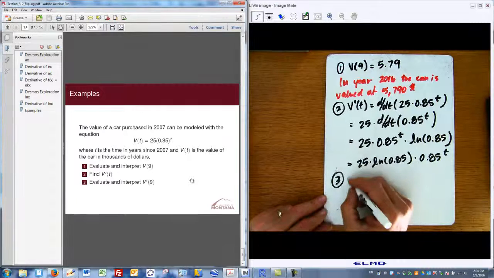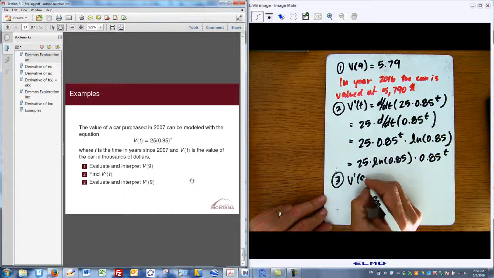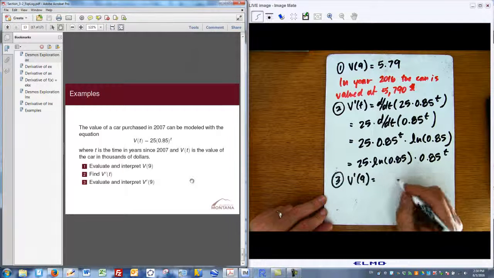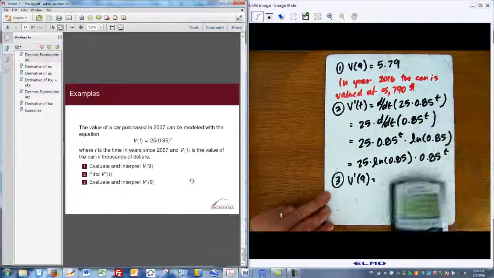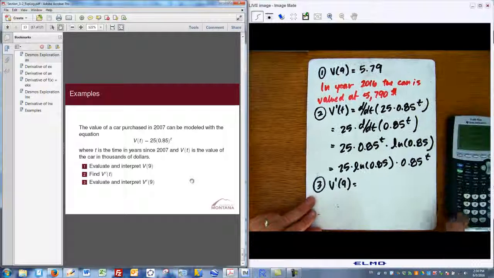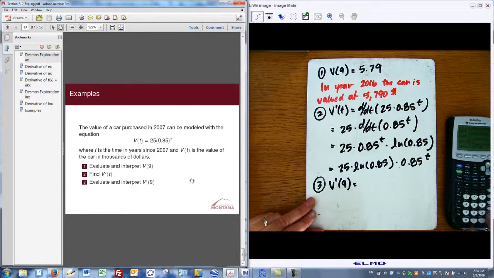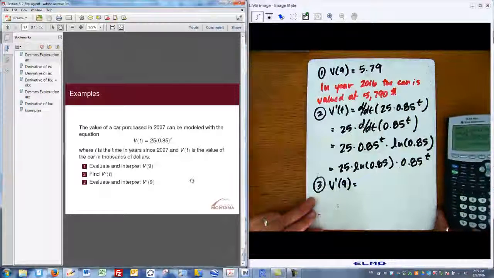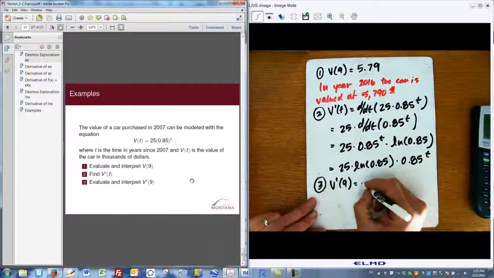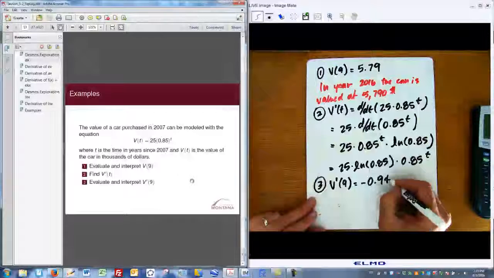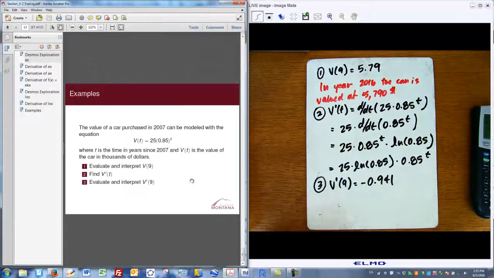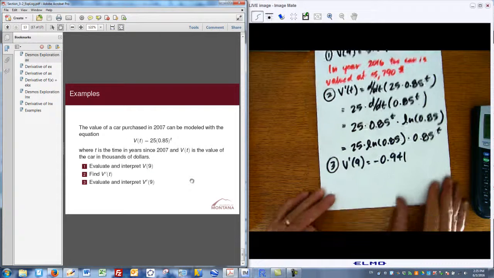And let's try to find v prime of 9. So what would be v prime of 9? Well, that's easy enough. We just put 9 into this formula above. So it'd be 25 times the natural log of 0.85 in parentheses times 0.85 raised to the 9th. Negative, let's see, negative 0.941.